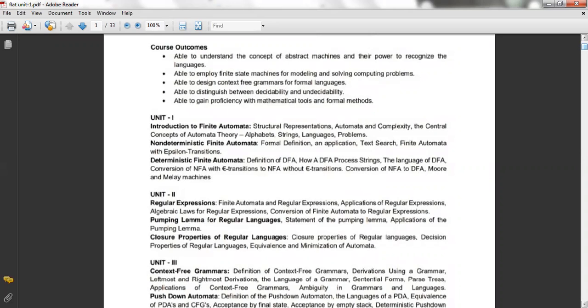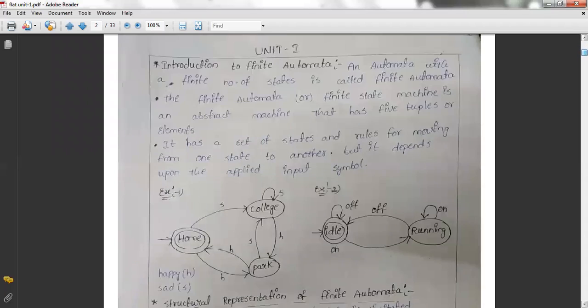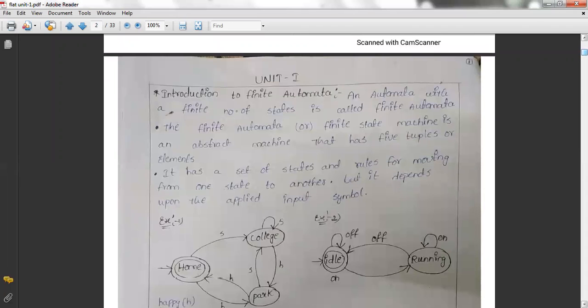How to construct a finite automata is the main concept we are going to discuss in the first unit: how to construct the DFA, how to construct the NFA, and how to convert from NFA to DFA. All those things we are going to discuss in the first unit. So in this, I'm going to discuss the introduction to the finite automata.